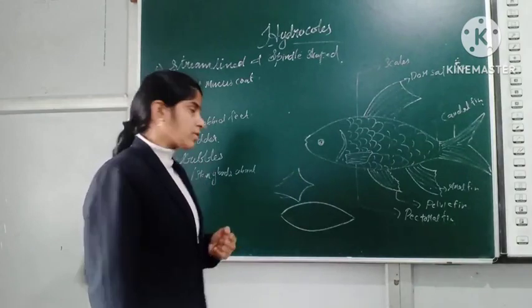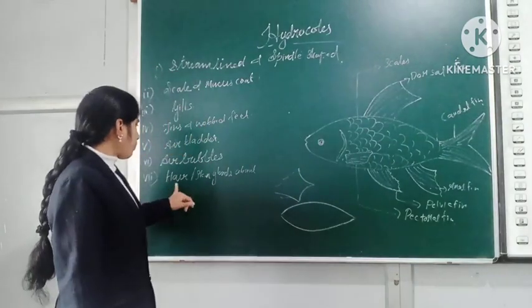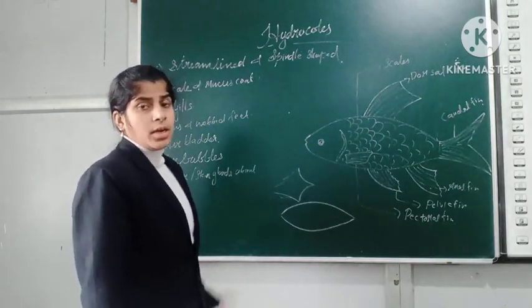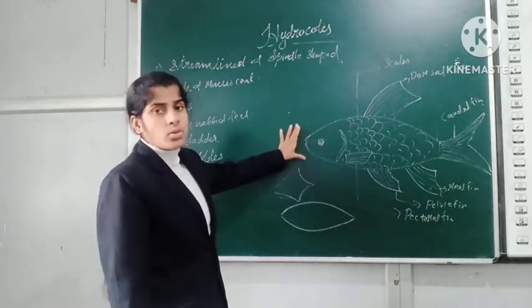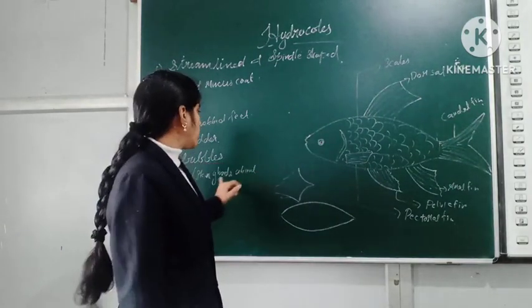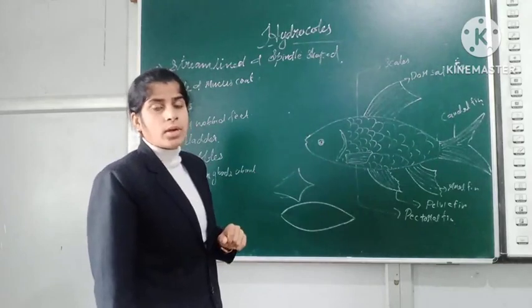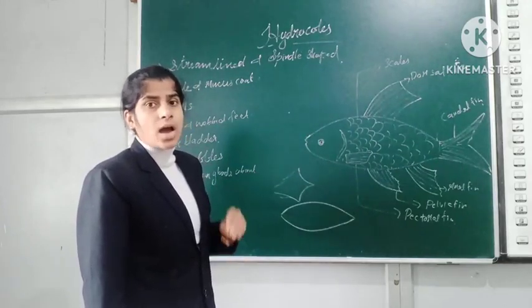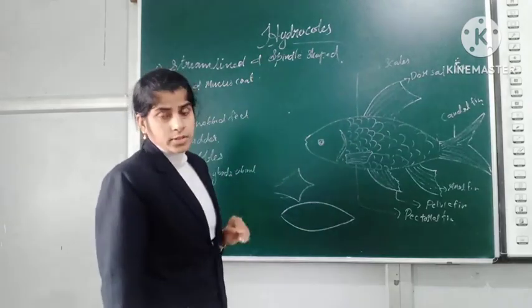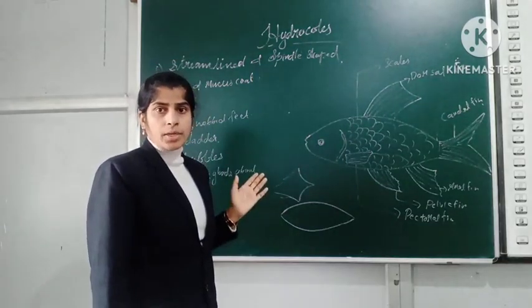And the next one, hair and skin glands are absent. See, in the case of hydrophytes, they don't have hair formation, body hair, and they also don't have skin glands like sweat glands and oil glands. These are absent in hydropods. So I hope all of you understand this topic.